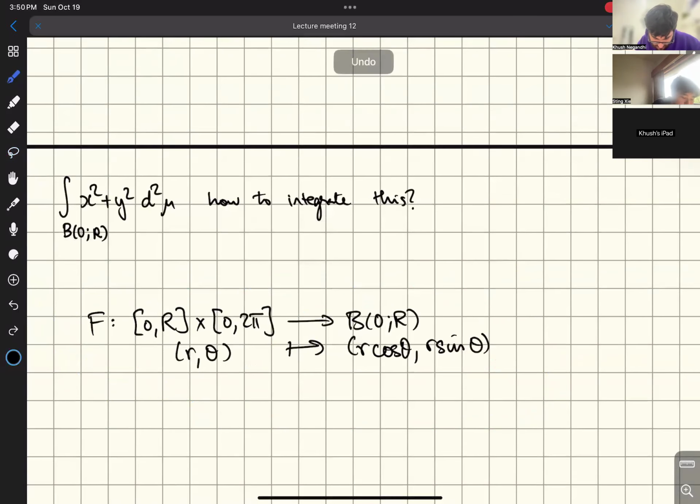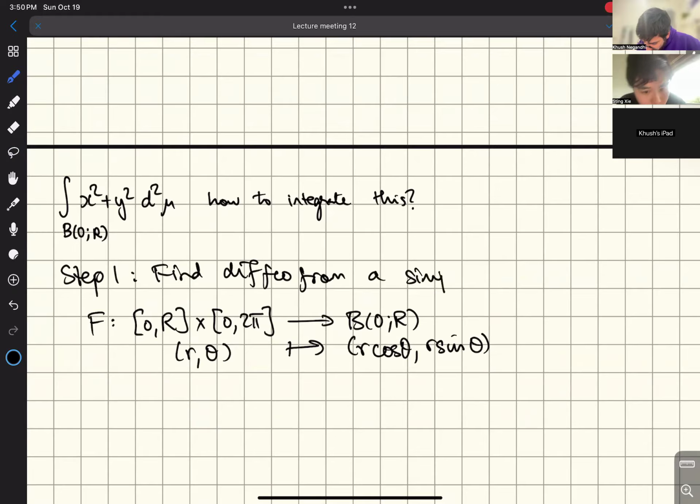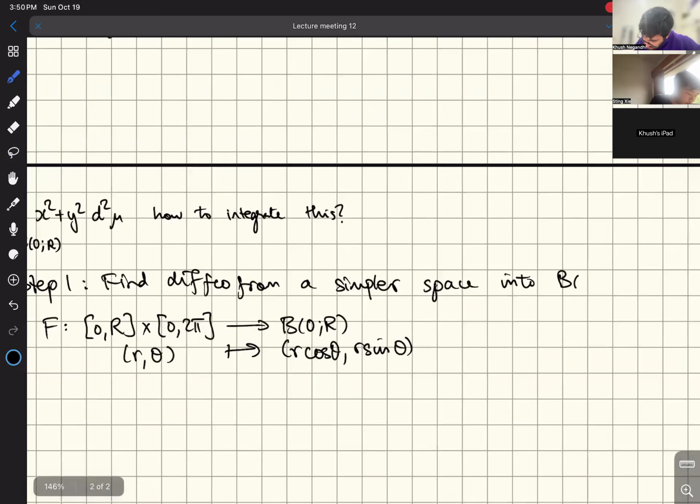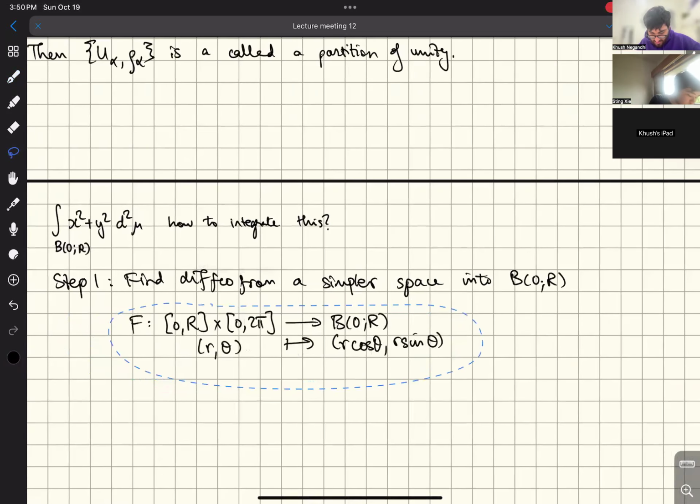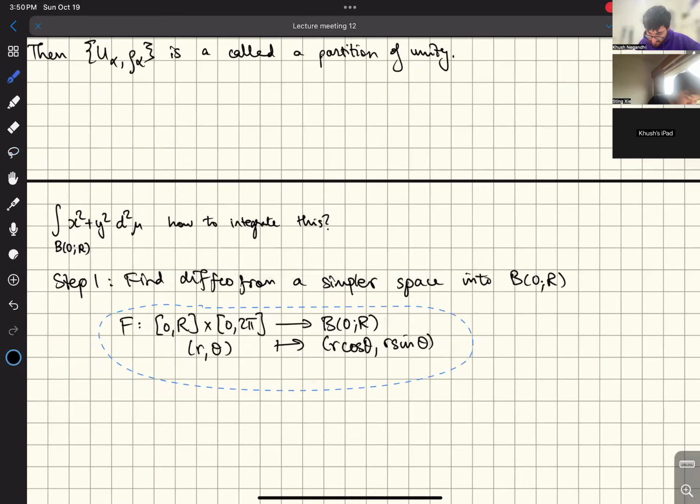Step one: find a diffeomorphism from a simpler space into our disk. And as we saw, this is given by the polar coordinates.